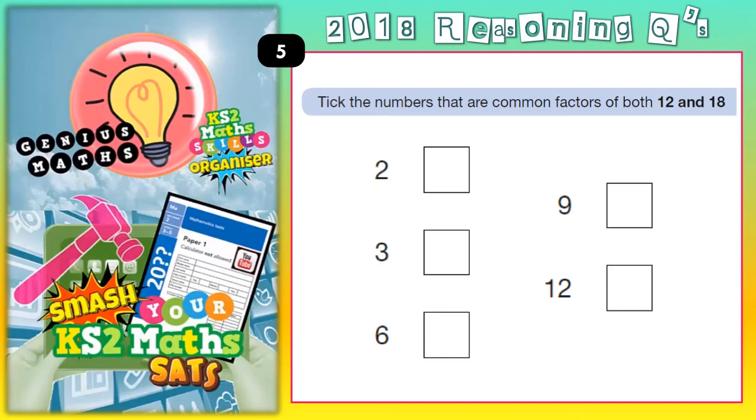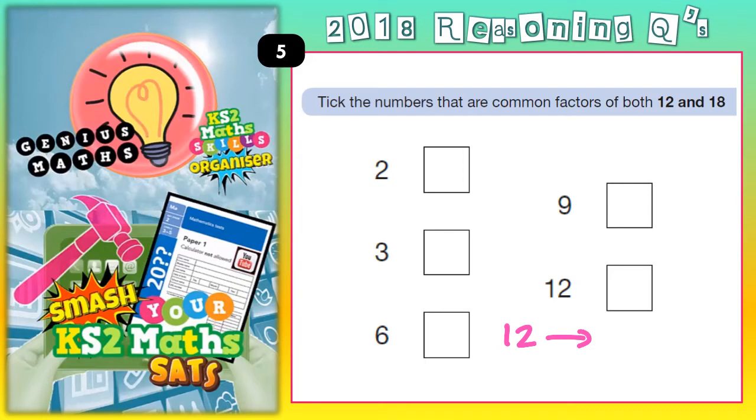Now this one's testing your knowledge of factors. It says tick the numbers that are common factors of both 12 and 18. The easiest way to do this is to list the factors of 12. Remember, factors are pairs of numbers that times together to make the 12.